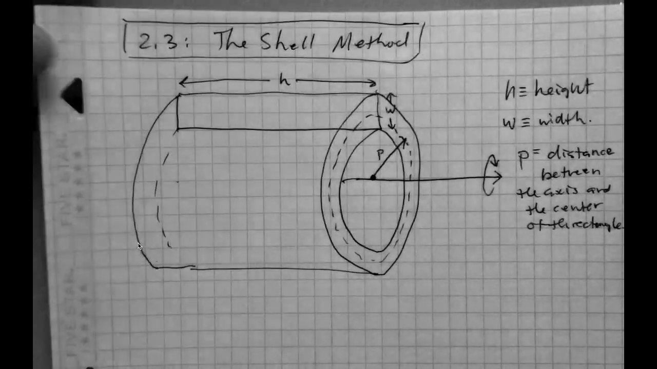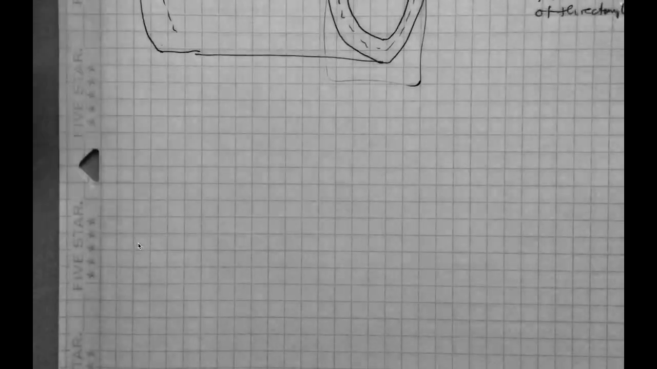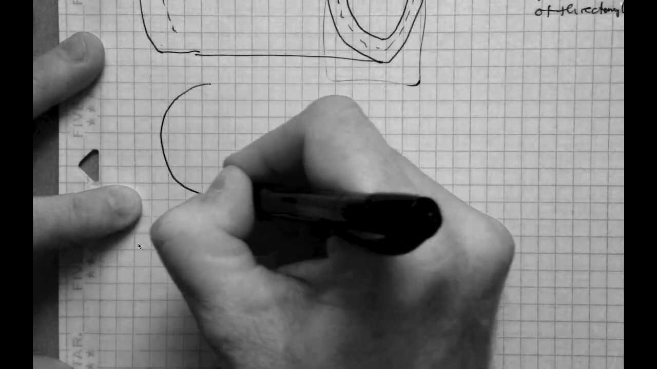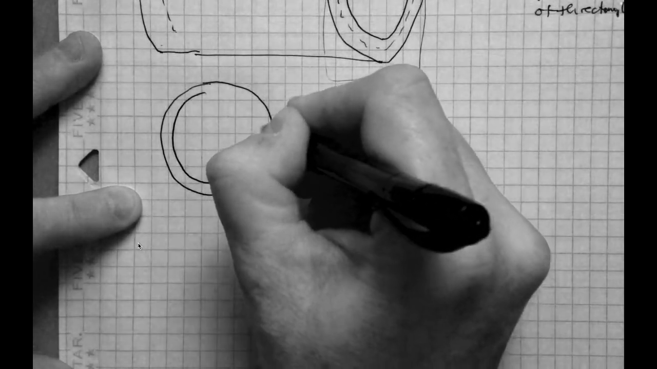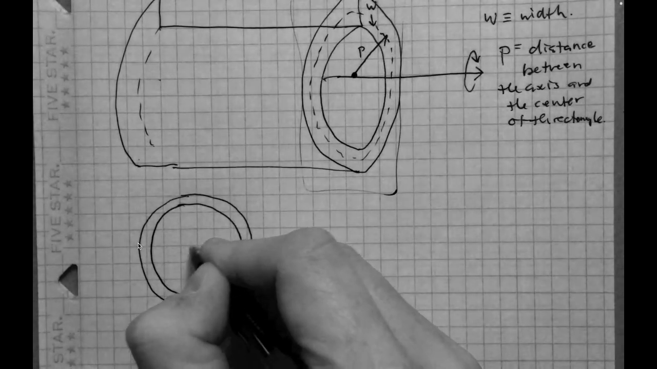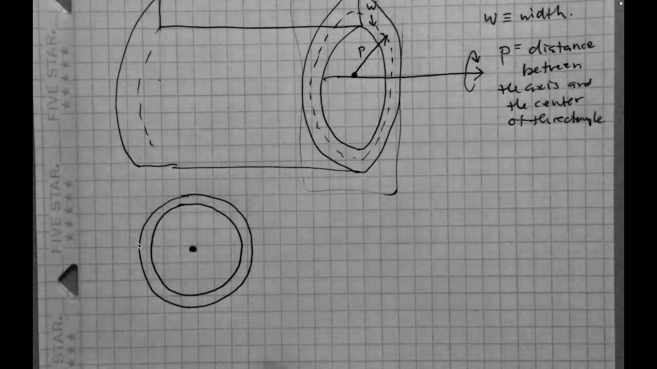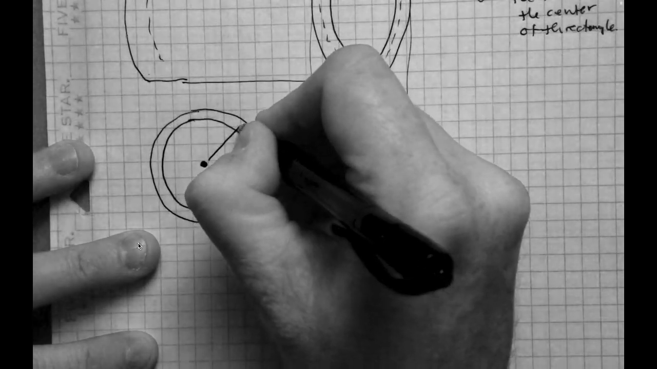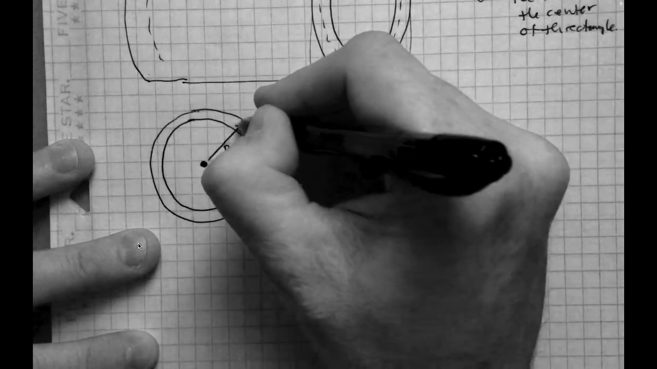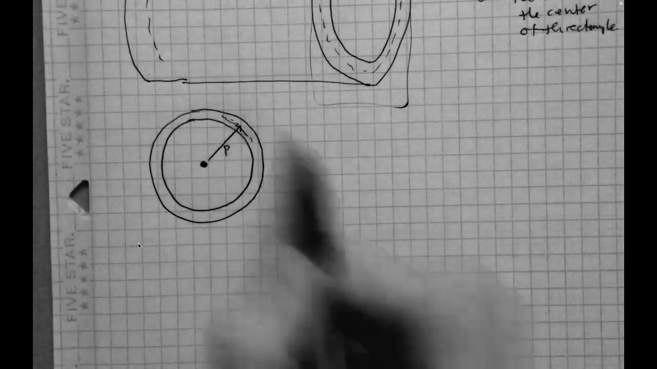Now let's take this same picture, and we're just going to reorient this face so that it's in front of us here. So here you go. This is the cross-sectional view of the shell. Take the face here. The axis of rotation, of course, is going to come directly out of the center of this thing. And we just said that this is going to be p, the distance from the center of the shell out to the center of the rectangle.